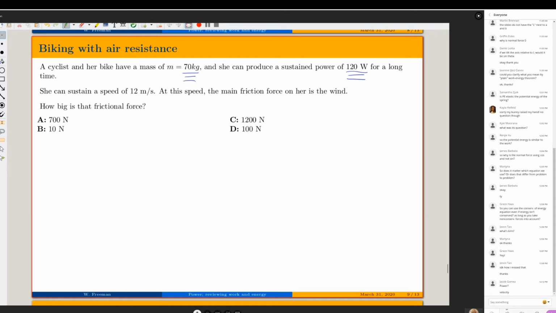So if she's riding at 12 meters per second, there's a frictional force on her. The main drag force is air friction. So how big is that?